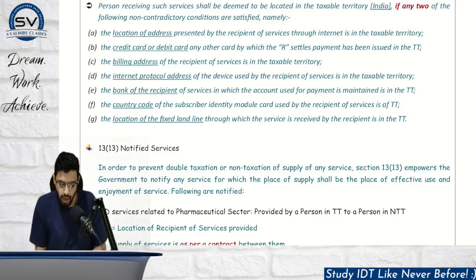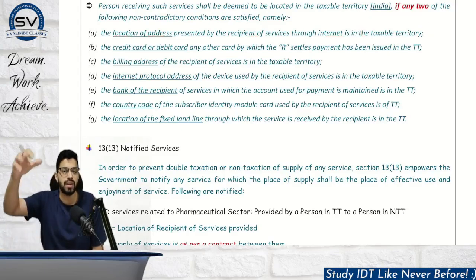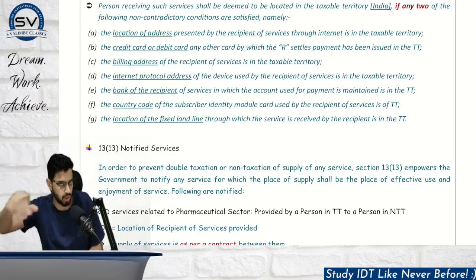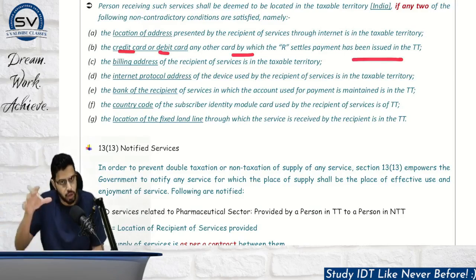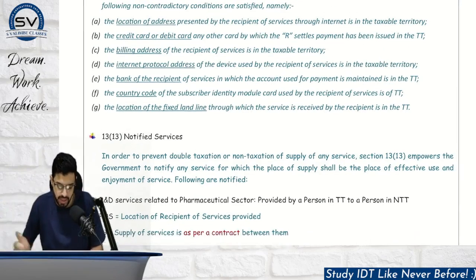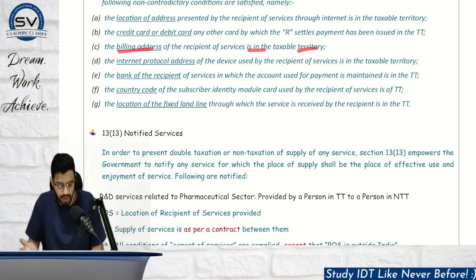Okay, these are basically all the conditions which somehow prove the location of the recipient to be in India. See, the location of the address presented by the recipient through the internet is in the taxable territory. Let's say while registering for some online manual through a UK publisher, I have provided the address of Pune, Maharashtra. So that is the case. Credit card, debit card issued in the taxable territory, let's say I'm using my HDFC card. Billing address is in the taxable territory.